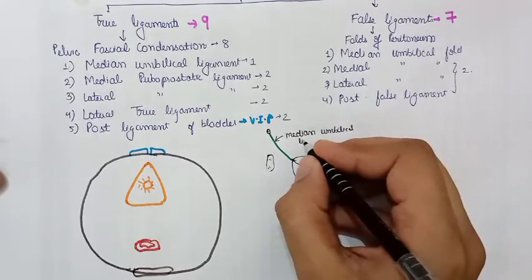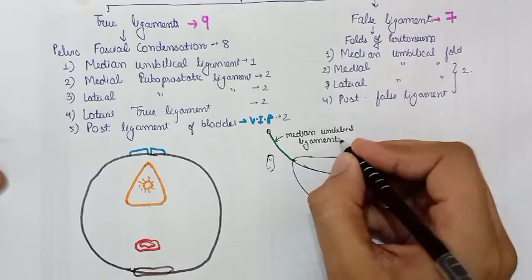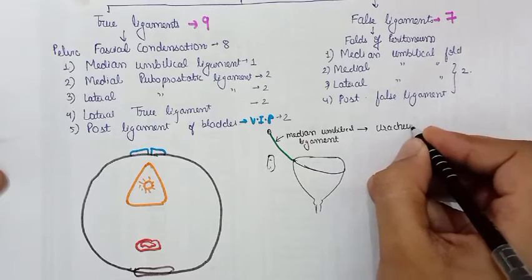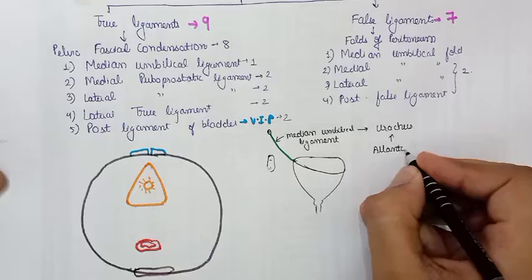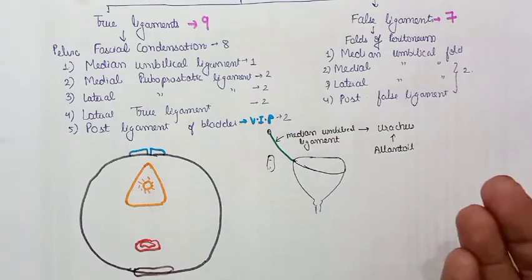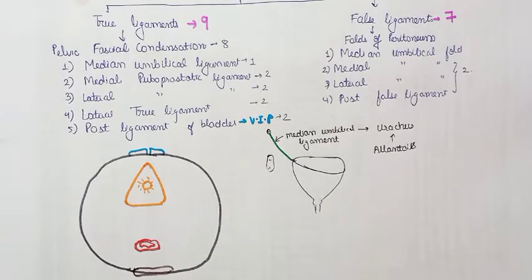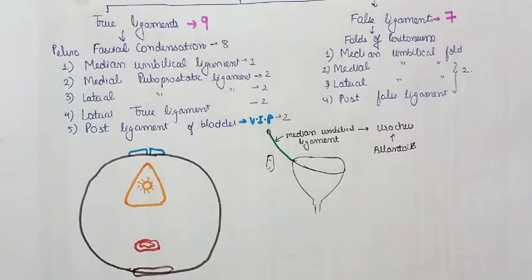It is a remnant of the urachus, and it is found from the allantois. So the median umbilical ligament is a remnant of the urachus which is derived from the allantois. Okay, if anything is not clear, you can ask in the comment box below. So like this, very simply we discussed the first ligament. Now let's see the second and third ligament together.